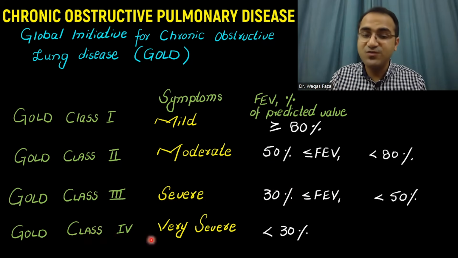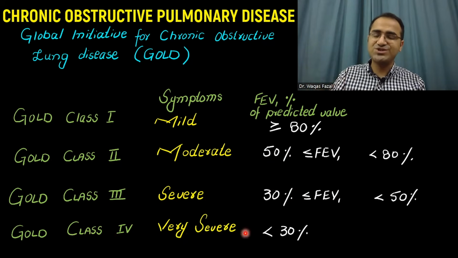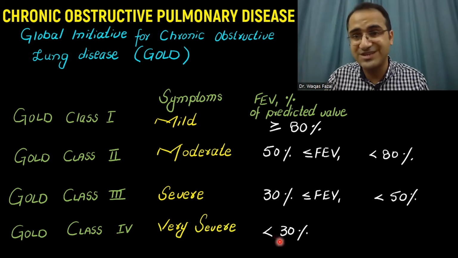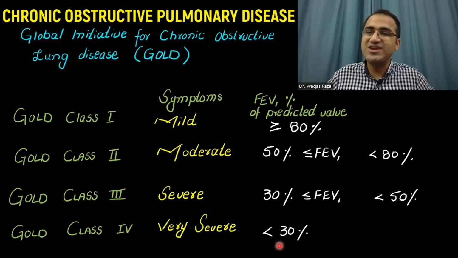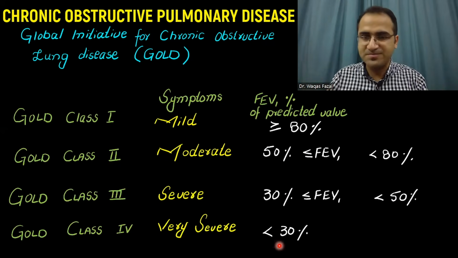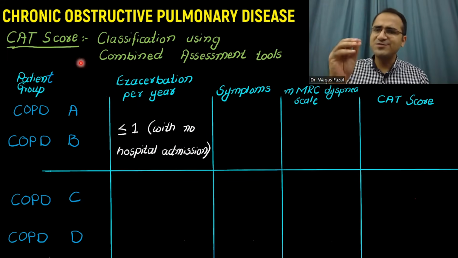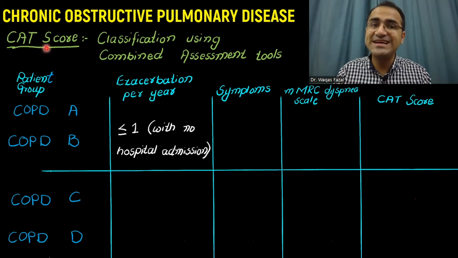And in GOLD class 4, the patient is having severe obstruction, and less than 30% of forced expiratory volume in the first second is noted. So the patient cannot exhale the air out. Now, slightly going into the details of GOLD classification. GOLD classification uses some scoring criteria like the CAT score.